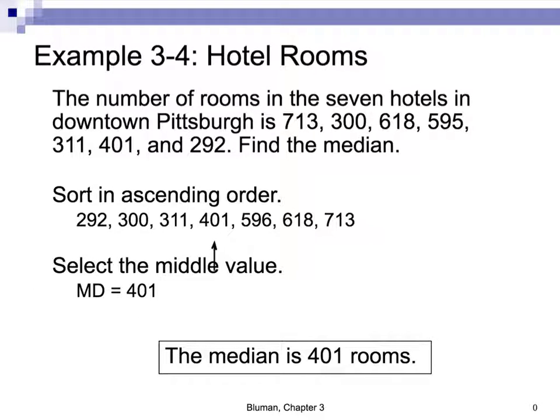So for example, if we're given a number of hotel rooms in downtown Pittsburgh, they want you to find the median. Again, we have to put this in order. We're going to put it in order from smallest to largest. And in this case, we have 1, 2, 3, 4, 5, 6, 7 data values. So we know that it is going to be one of the data values. So the median is 401.